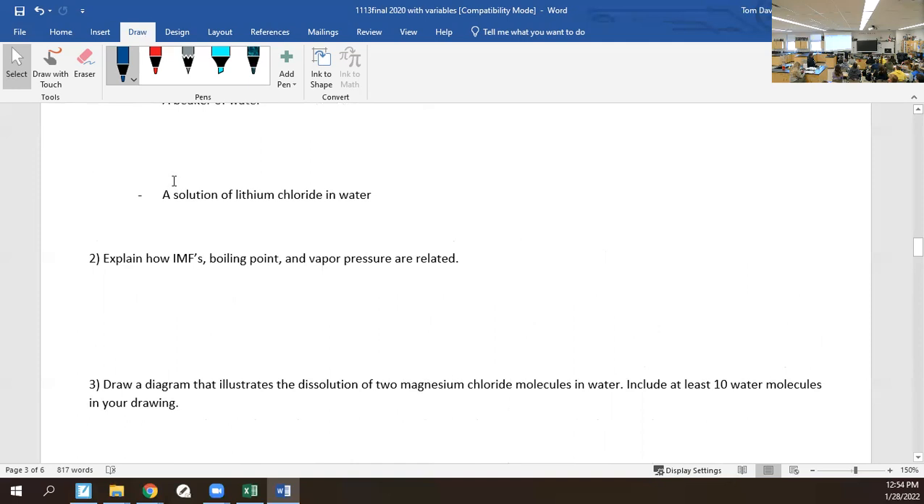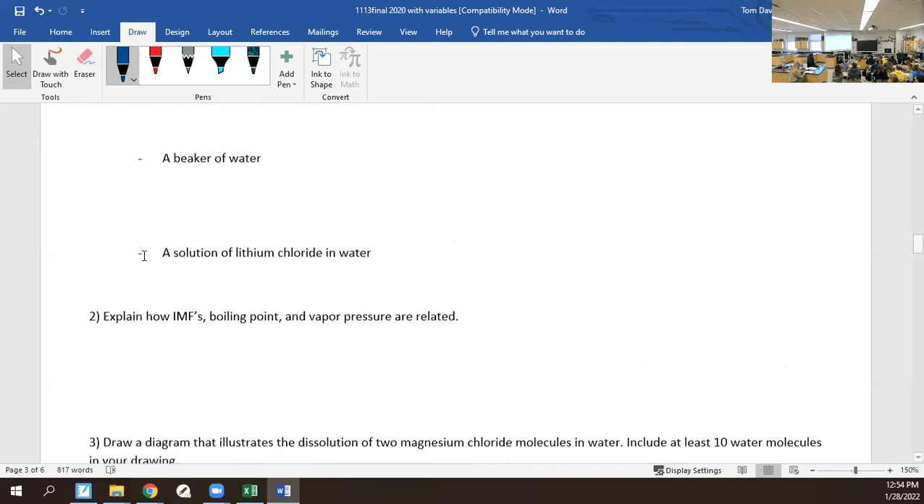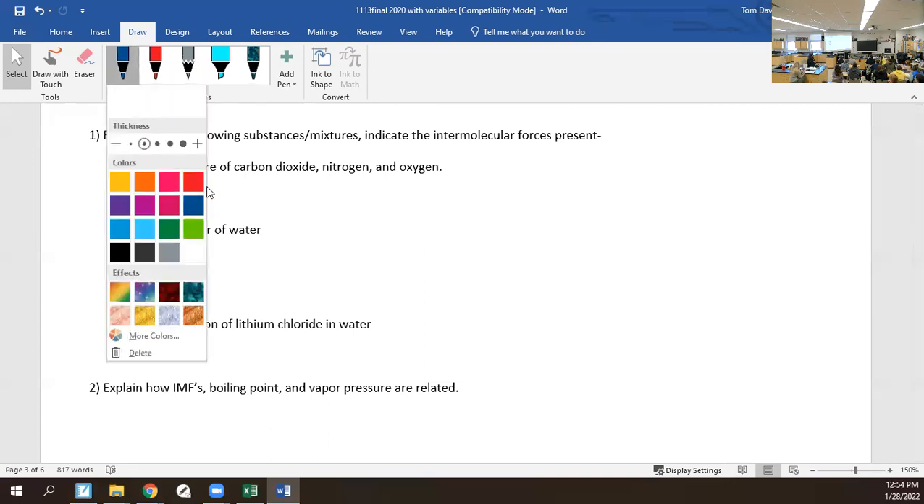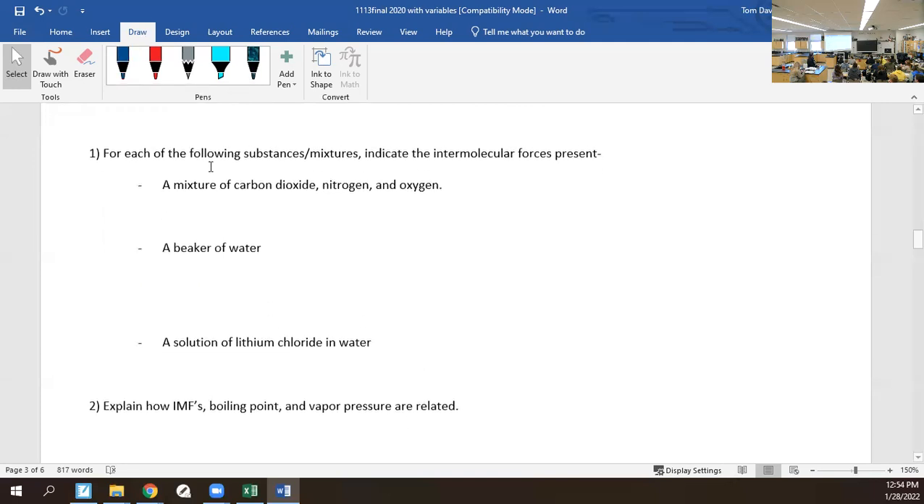What's IMF stand for? Intermolecular forces. It's the forces between like molecules, essentially. Oh, we did this in the notes. No, I'll just do the test on the screen in front of all of you with this new tool I've never used. Let's go this color. The black one, it's a galaxy one. It's fantastic.